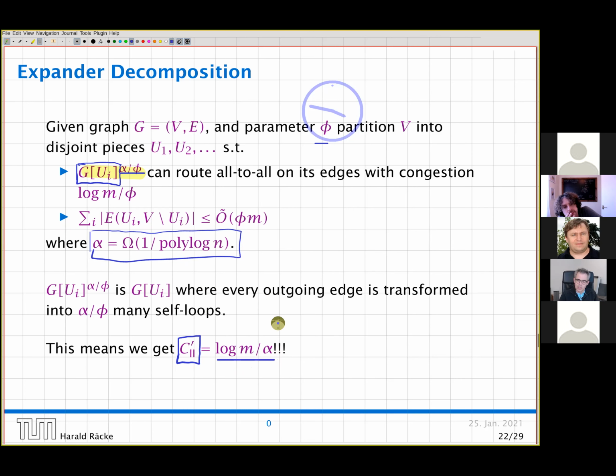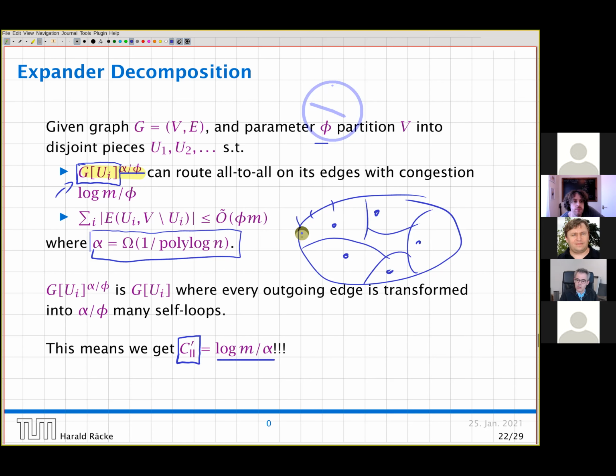So actually, if I get this, then this C prime, this will be something like this. So why is this true? I take this graph here. What does this tell me? It tells me you can route all to all on the contracted graph. So this is a contracted graph. I can route all to all on these edges. But not only this, every boundary edge is actually weighted, instead of with one, it is weighted with alpha divided by phi. Every boundary edge is worth a lot here.